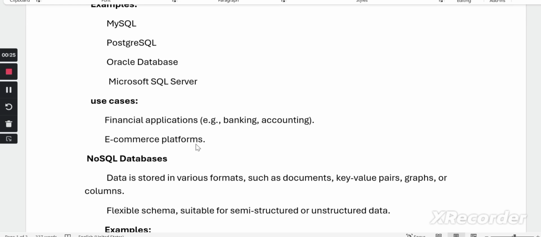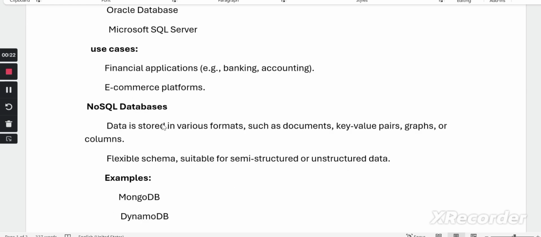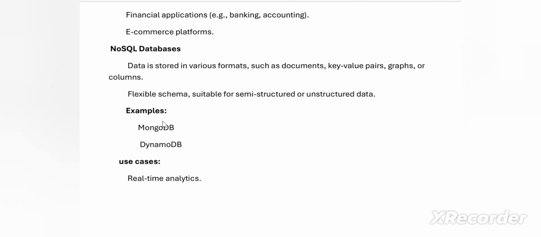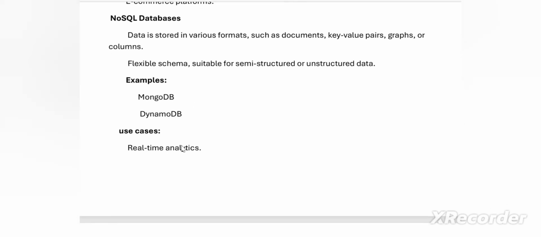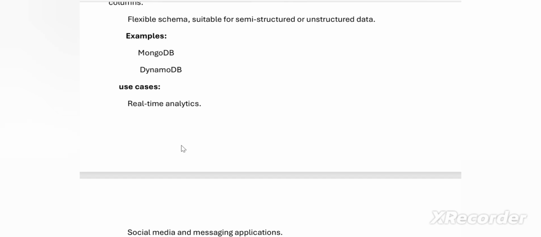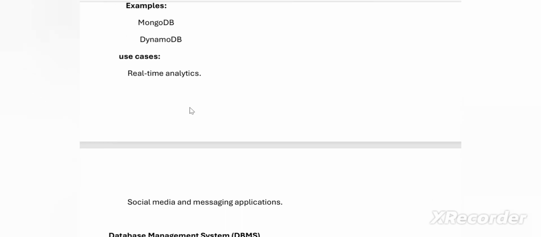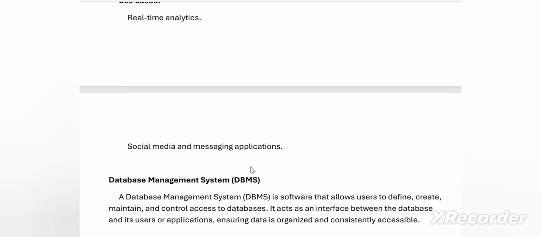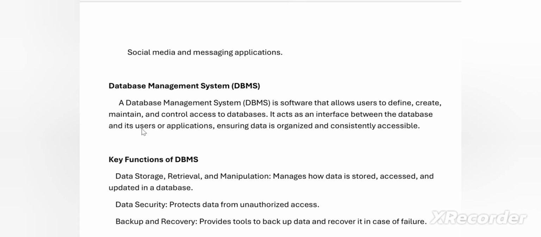And next one is NoSQL database. In a NoSQL database, the data is stored in the form of documents, key value pairs, graphs, or columns. And the data is in the form of semi-structured or unstructured data. Coming to examples, examples are MongoDB and DynamoDB. And coming to applications, NoSQL databases can be used in applications such as real-time analytics, social media, and messaging applications.